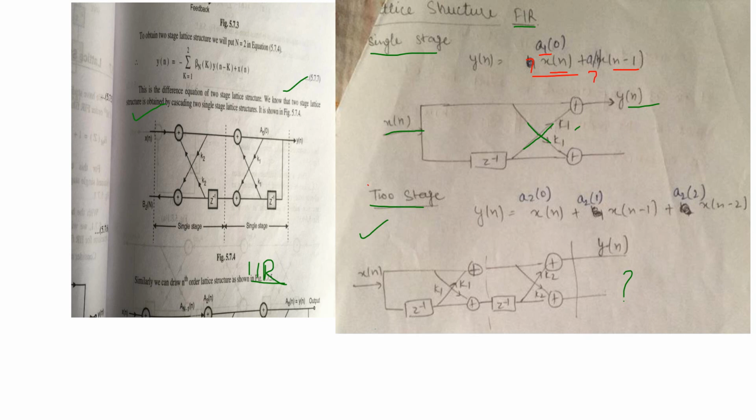Similarly for two stage, this is the order of the filter. Then you will write the constant of x of n as A2 of 0, constant of x of n minus 1 as A2 of 1, and constant of x of n minus 2 as A2 of 2. Clear? These are the constant values. For one stage you will write A1 of 0, A1 of 1, and for two stage you will write A2 of 0, A2 of 1 and A2 of 2. Clear? These constants will remain the same. These constants are used to calculate the value of K1 and K2.